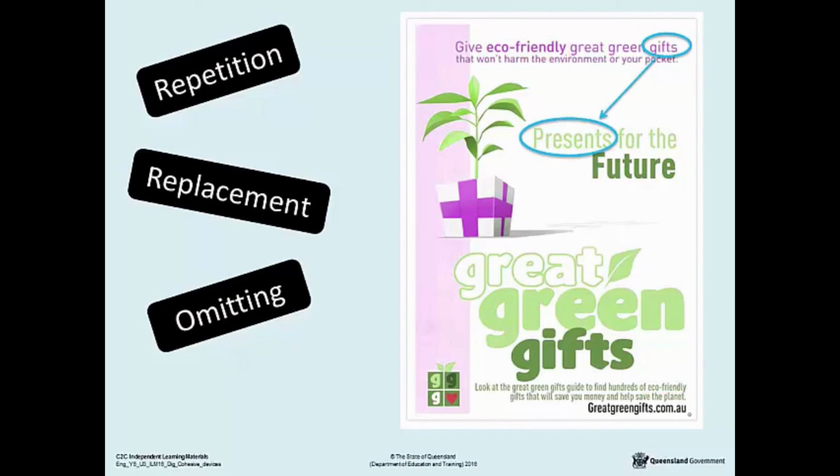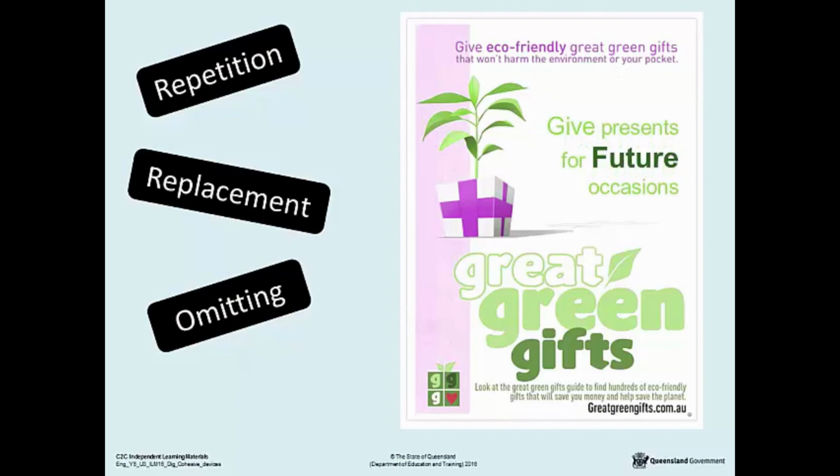Gifts has been replaced with presents. Your pocket has been replaced with money. And won't harm the environment is replaced with save the planet. Have any words been omitted? In the headline, Presents for the Future, words have purposely been omitted to make this phrase have more than one meaning. It could have read, Give presents for future occasions, or Give presents that will help protect the future. It sounds a lot sharper and therefore more effective to omit these words.